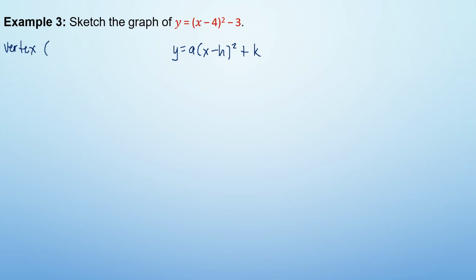Since the vertex is at point h, k, in the given quadratic function, h is equal to 4, k is equal to negative 3. Therefore, the vertex of the quadratic function is at point 4, negative 3. We can also identify the value of a, which is equal to 1.